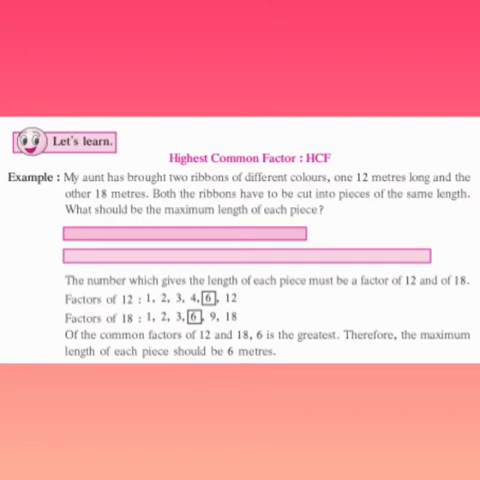The number which gives the length of each piece must be a factor of 12 and of 18. Factors of 12: 1, 2, 3, 4, 6 and 12. Factors of 18: 1, 2, 3, 6, 9 and 18. Of the common factors of 12 and 18, 6 is the greatest. Therefore, the maximum length of each piece should be 6 meters.